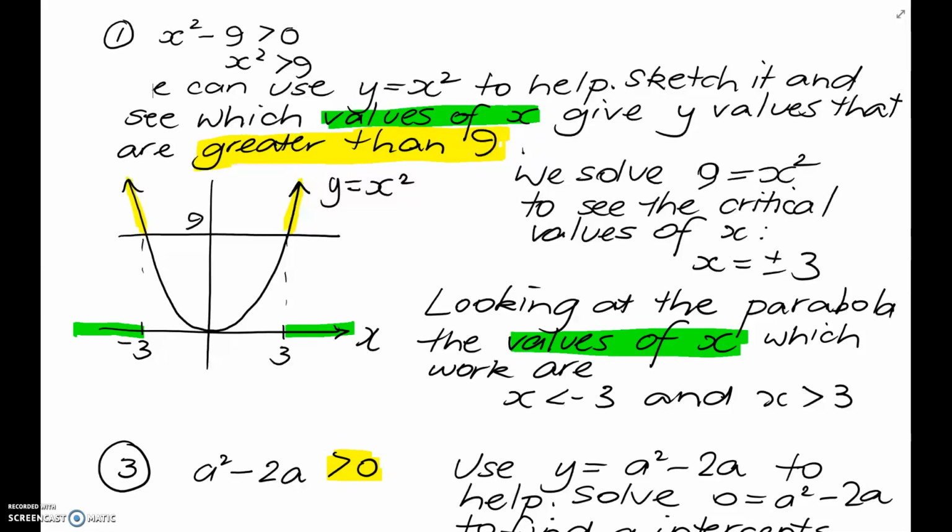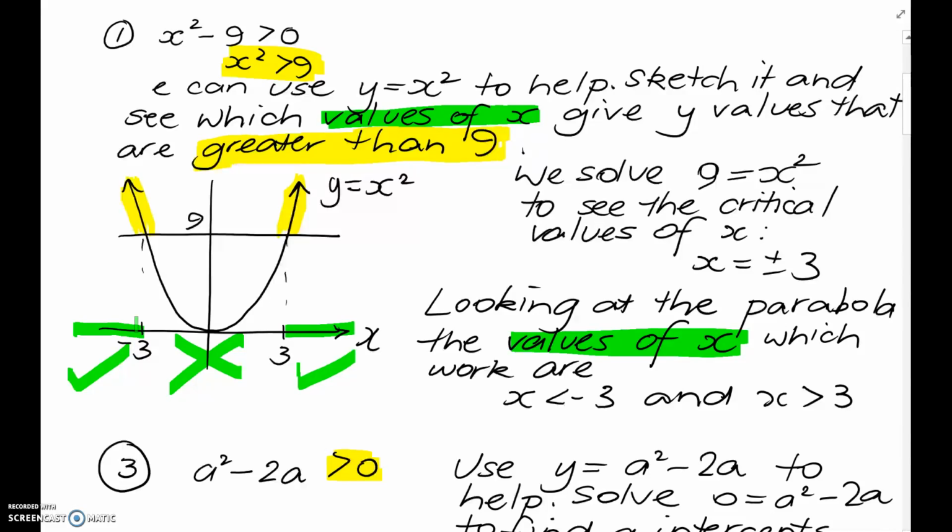So I've sketched it. And then I want to see which values of x have the y values that are greater than 9, because that's what I'm looking for. I'm looking for this y equals x squared to be greater than 9. Well, clearly it's the yellow section. That's the bit that's greater than 9. Now, which x values are going to generate that for us? Well, it's not going to be this section here, but it will be there and there.